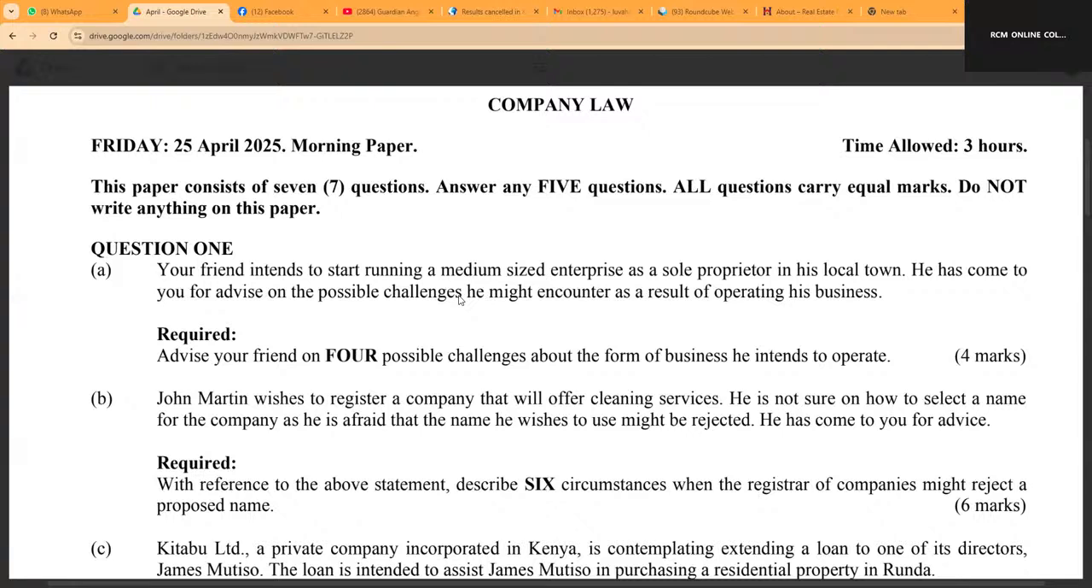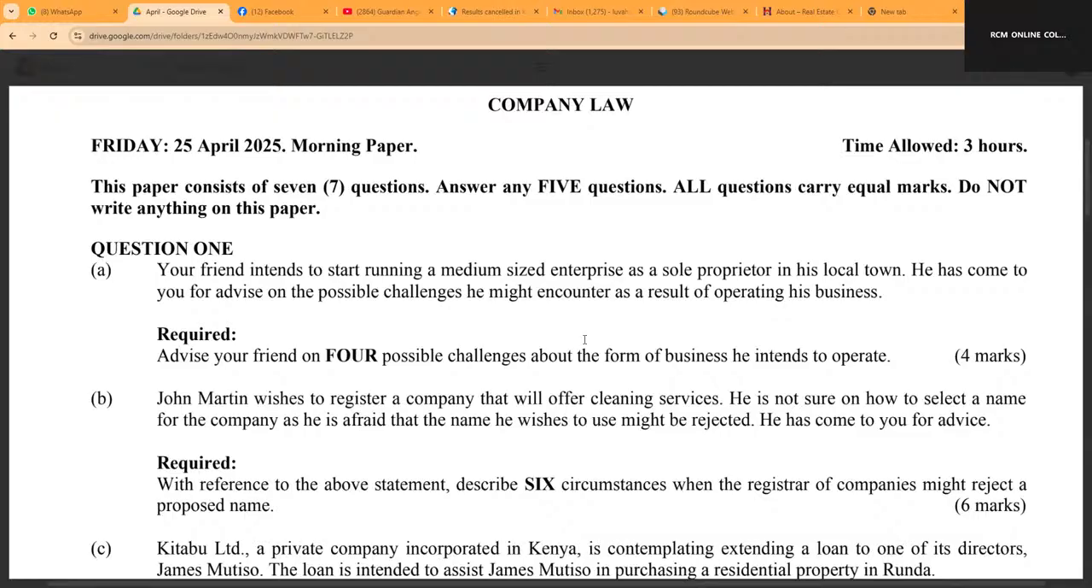Yes. Question 1, part A. Your friend intends to start running a medium-sized enterprise as a sole proprietor in his local town. He has come to you for advice on the possible challenges he might encounter as a result of operating his business. Required: advise your friend on 4 possible challenges about the form of business he intends to operate.